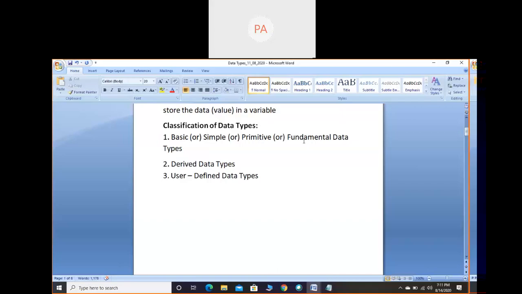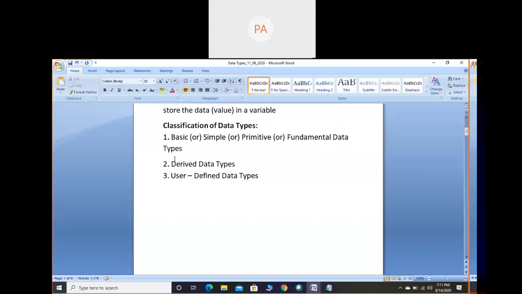For example, we will consider computer fundamentals. Computer fundamentals means definition, applications, types of computer, characteristics of computer. Those are the computer fundamentals. Similarly, for data types also, they have given the name fundamental data types. So you can call them by any of these names: basic data types, simple data types, primitive data types, or fundamental data types. Next come the derived data types.